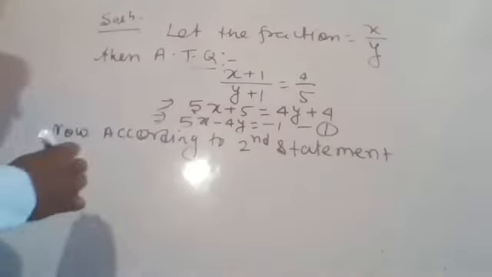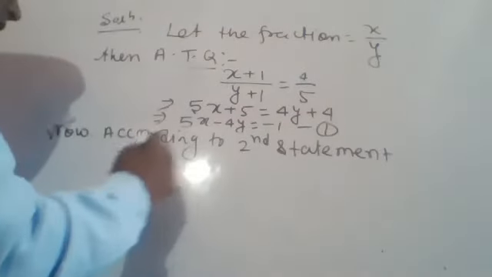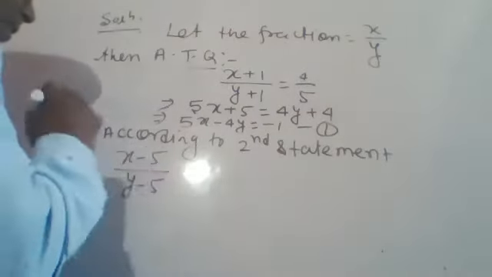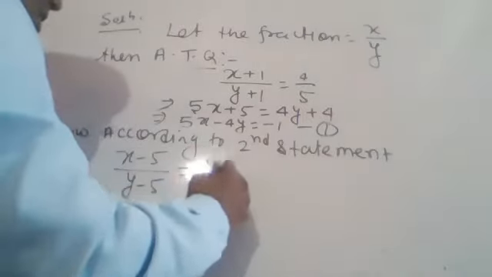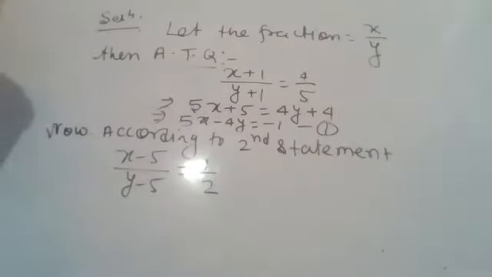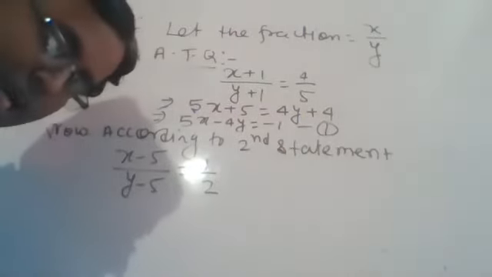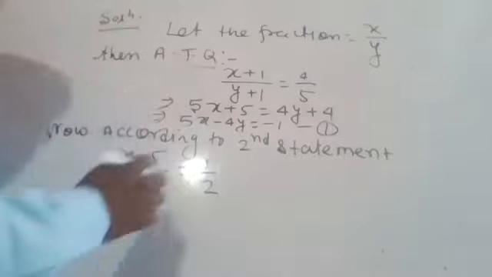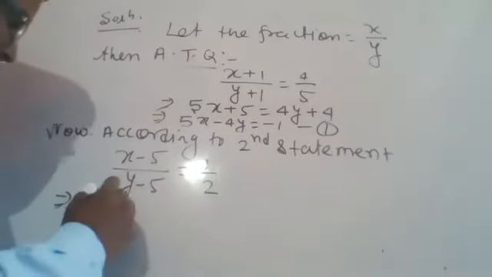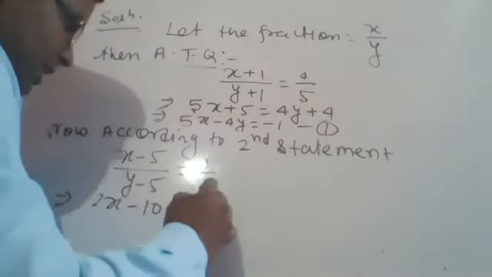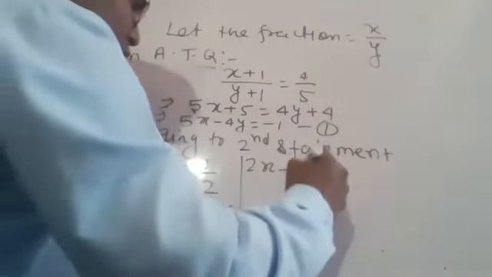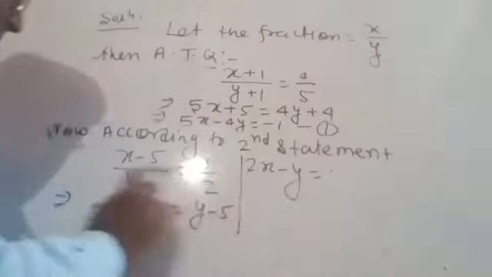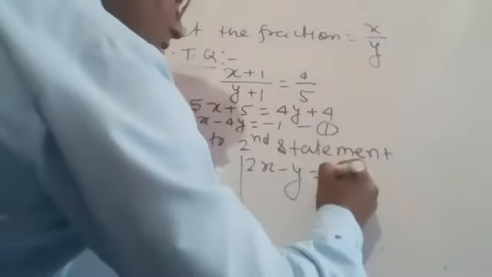what do we get, beta? We get x minus 5 upon y minus 5 after subtracting 5 from numerator and denominator. The fraction becomes 1 by 2. So we have to just write it down. After cross multiplication, what do we get? 2x minus 10 is equal to y minus 5. So we get from here 2x minus y equals minus 5 plus 10. It means minus 5. Let this be equation number 2.